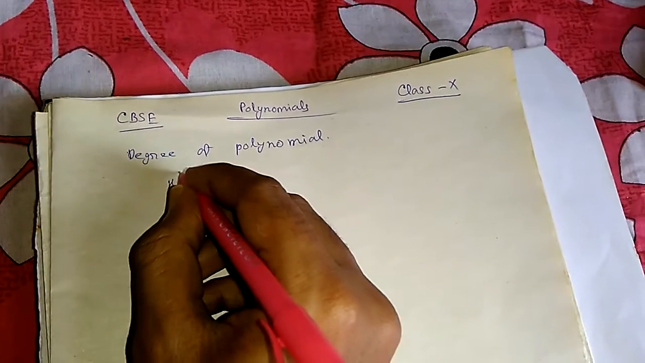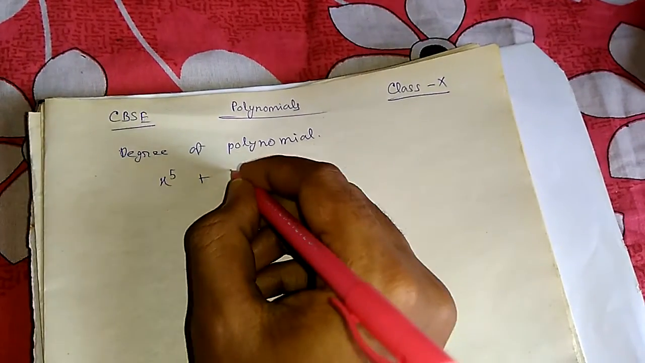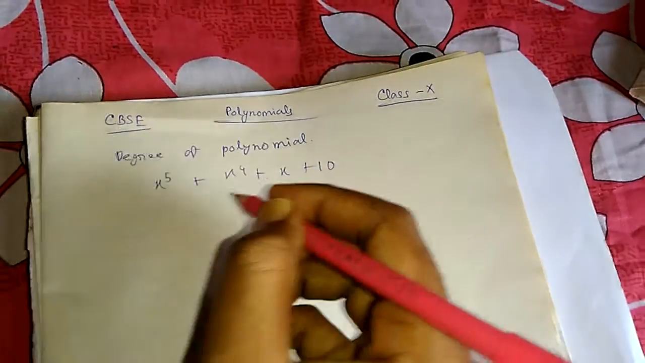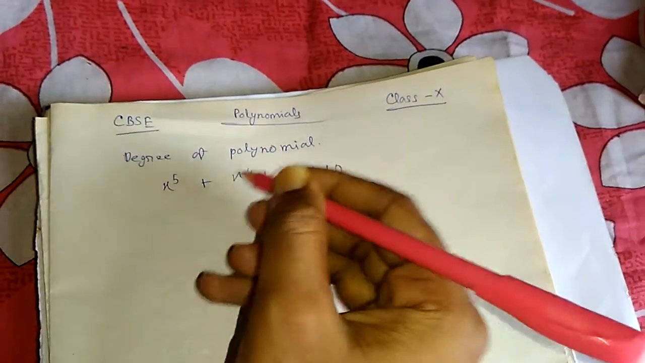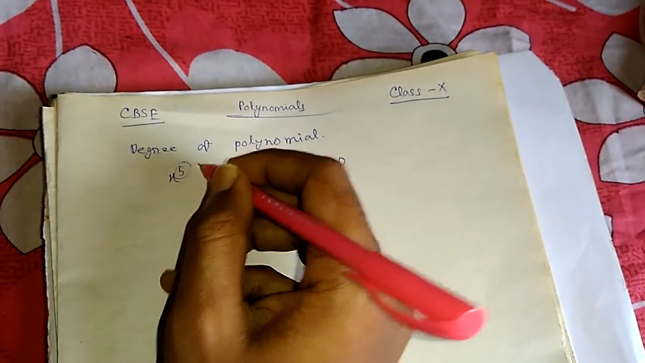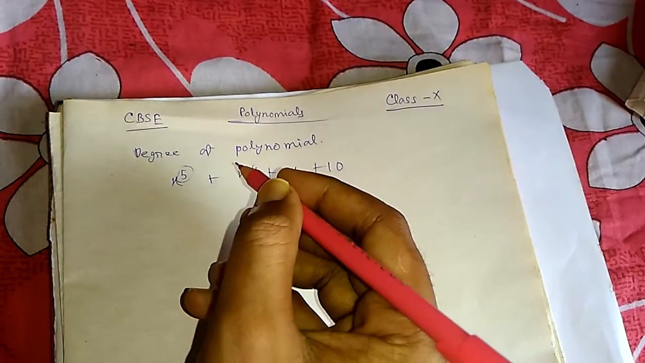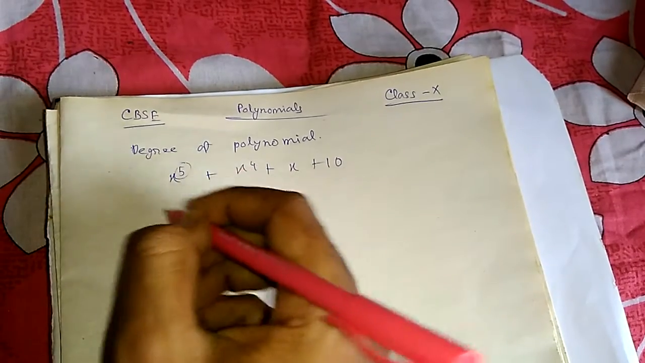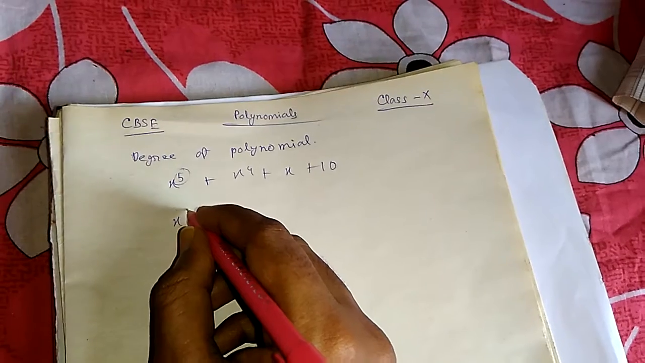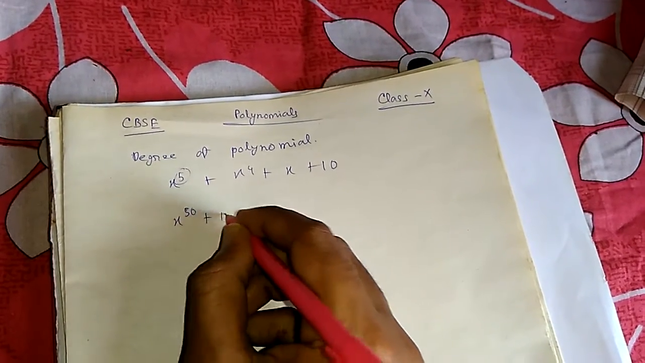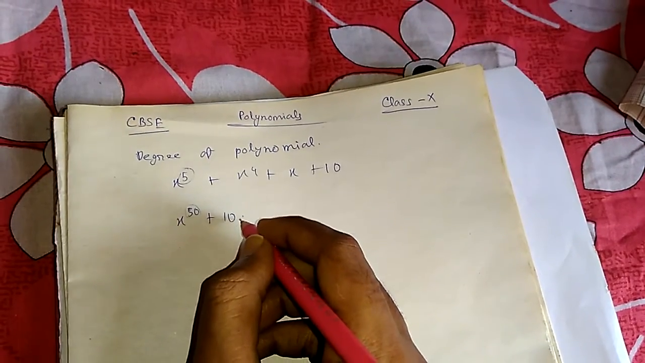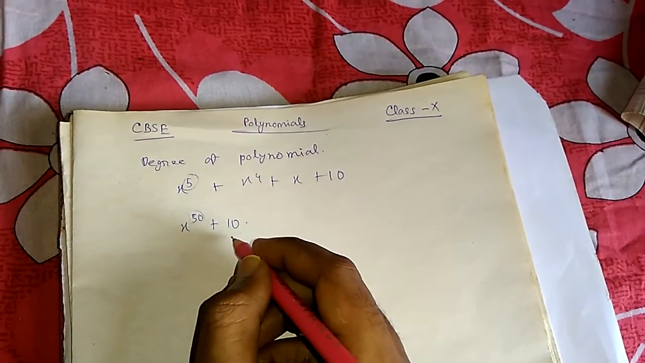Suppose I have a polynomial x to the power 5 plus x to the power 4 plus x plus 10. What is the degree of this given polynomial? Here, the highest power of the variable is 5, so its degree is 5. That means you can measure the degree of a polynomial by the highest power in the polynomial. Similarly, suppose x to the power 50 plus 10. It is also a polynomial and its highest power is 50, so its degree is 50.